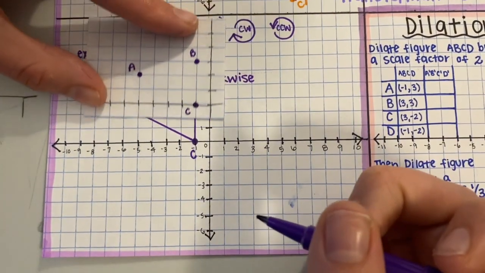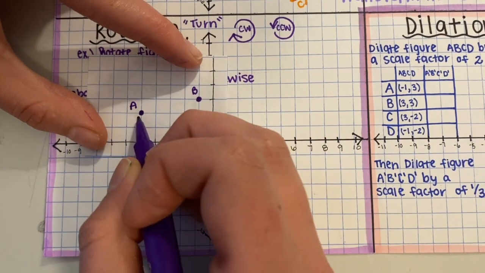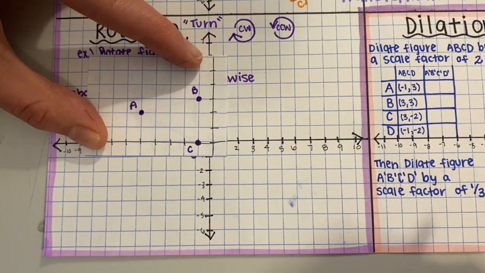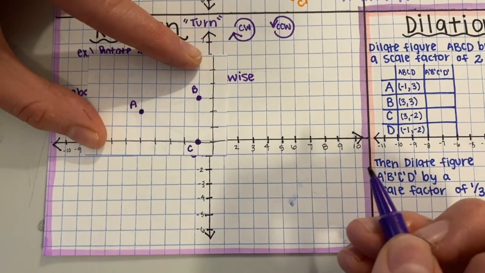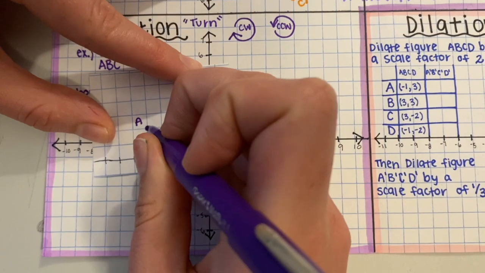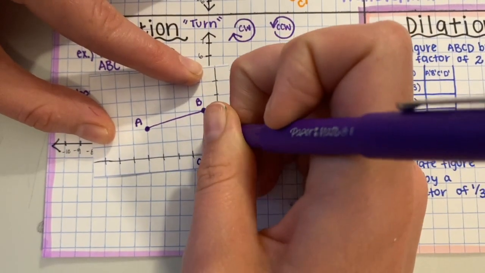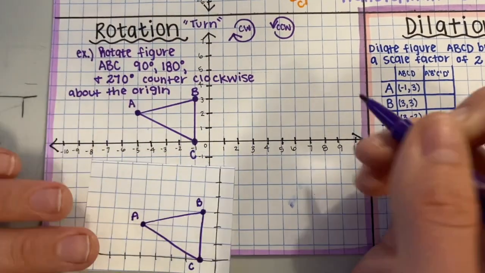So what we would do if we had tracing paper is we would have just physically traced that image. This is just our way of doing that when we don't have tracing paper, so like for the EOG. So I have my image. I'm going to connect my dots. And now I can make my turns.